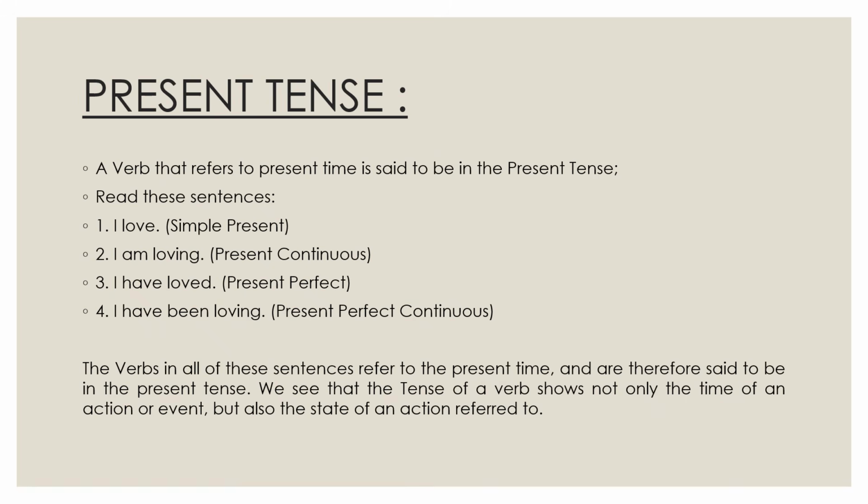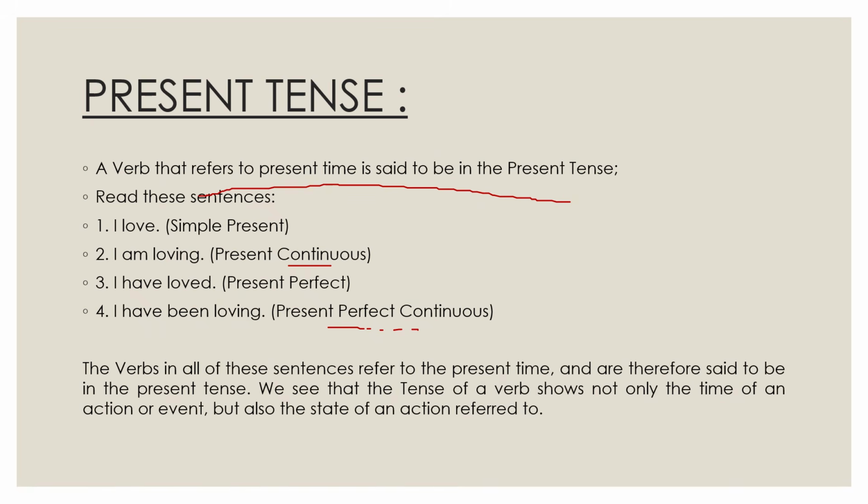So yeah, present tense. As you can see here, a verb that refers to present time is said to be in the present tense. That means whatever is happening right now, or has happened just now, or is continuously happening, and has been happening. These things which are still going on are said to be in the present tense. As you can see here, the verbs in all of these sentences refer to the present time, like they're actually happening right now.